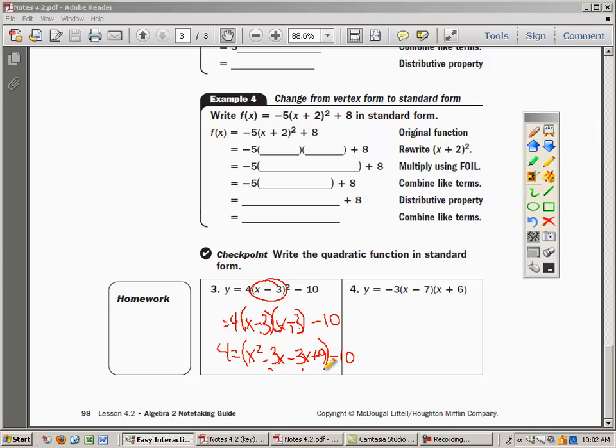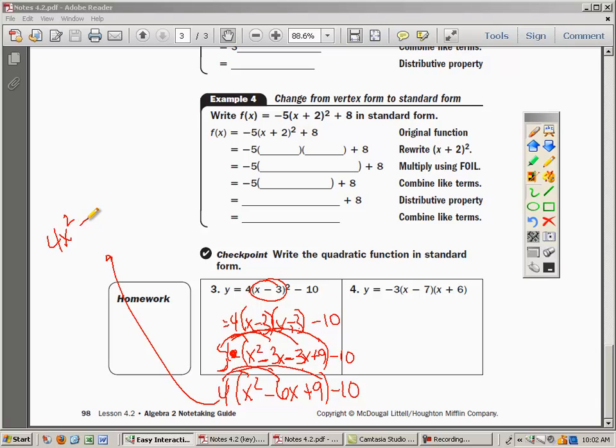All right. From there, we have to go ahead and distribute that 4. And so the 4 gets distributed all the way through the problem, right after we combine like terms. This is 4 times x squared minus 6x plus 9. Still have minus 10 on the end. Now go ahead and distribute your 4. This is 4x squared minus 24x plus 36, and we still have minus 10 on the end. When I subtract the 10 from the end, I get 26, and so y equals 4x squared minus 24x plus 26.